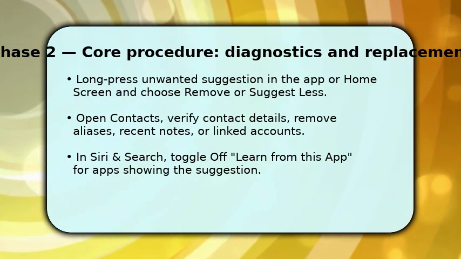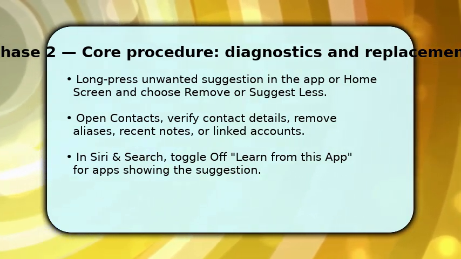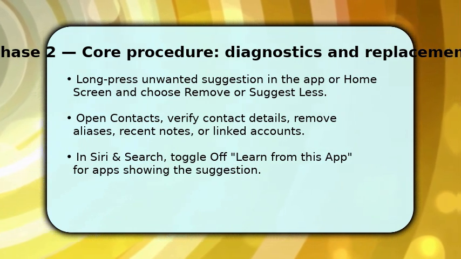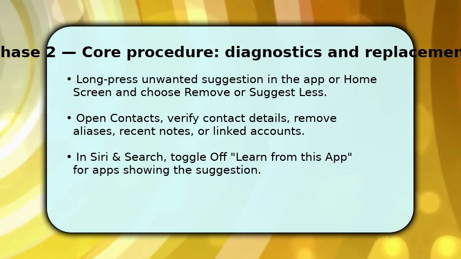Now remove the individual suggestion entries directly. When a contact appears as a suggestion, press and hold it in the app, then tap Remove or Suggest Less. This teaches Siri not to surface it.